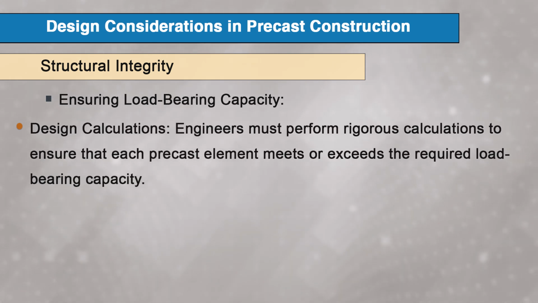Next, we will talk about the design calculations. Engineers must perform rigorous calculations to ensure that each precast element meets or exceeds the required load bearing capacity. For example, in a multi-story building, precast beams and columns must be designed to handle both the weight of the floors above and the dynamic loads, such as those caused by occupants moving within the structure.